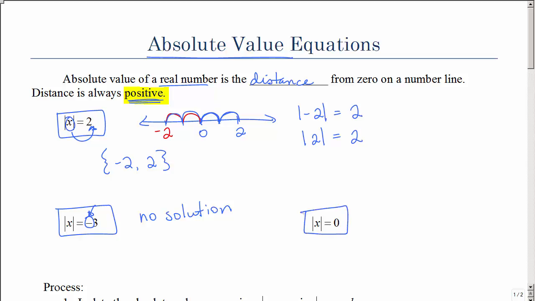But what about this one? What number or numbers have a 0 distance from 0? Well, only one number. 0. So look at our possibilities. This states that you can either have 2 solutions, no solution, or you could have 1 solution. Of course, all your problems are not going to be this easy. So let's look at a process.